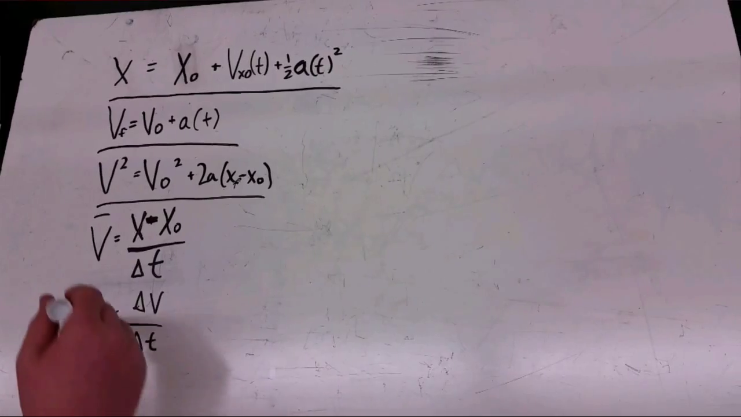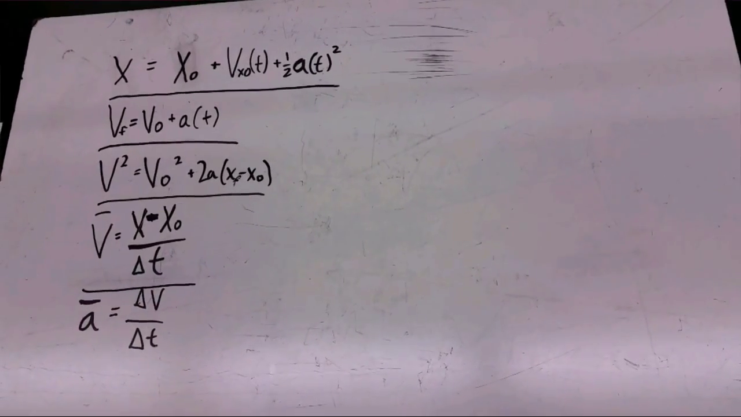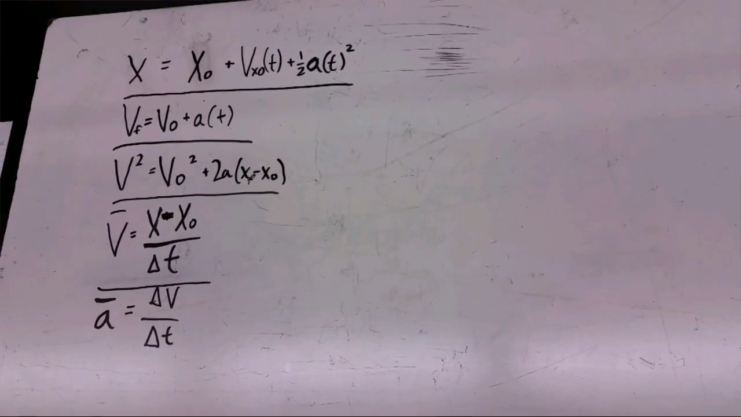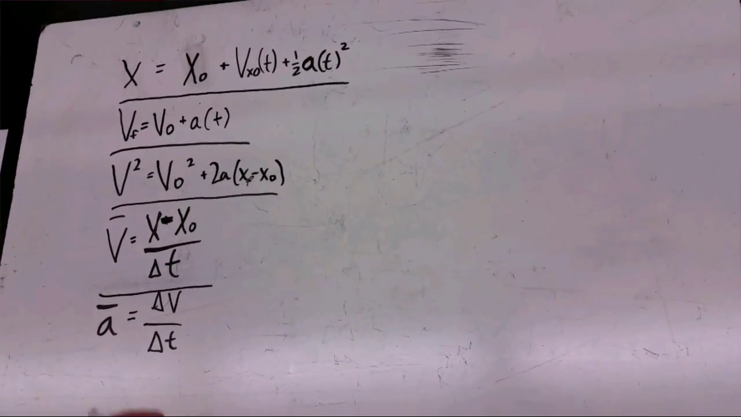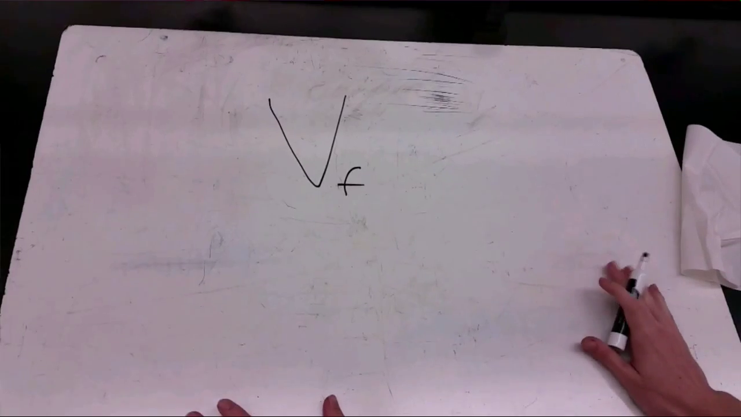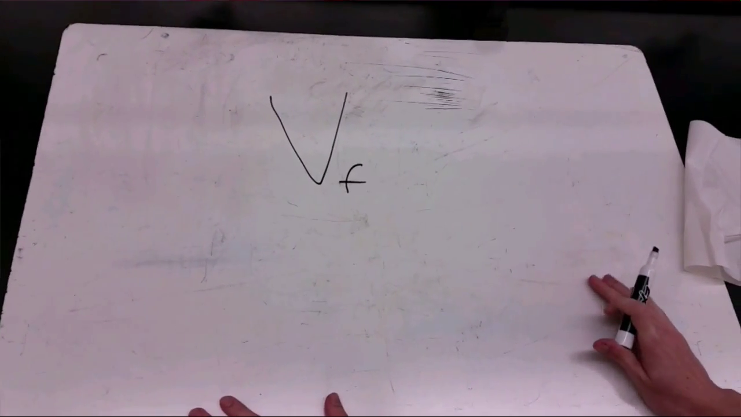Next we have average velocity, which is the change in distance, x final minus x original, over the change in time. And the last one we have is the average acceleration, which is the change in velocity over the change in time. So another thing we learned in this chapter is velocity.